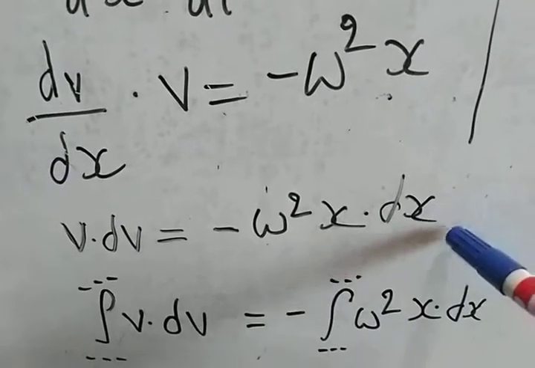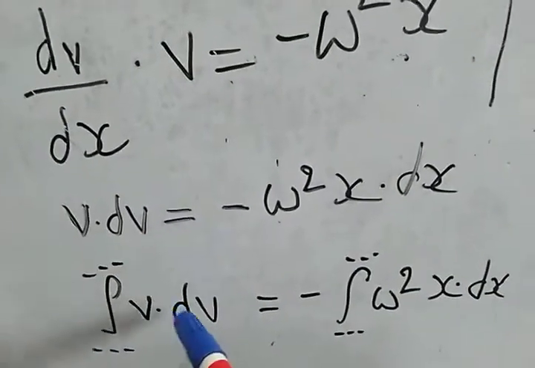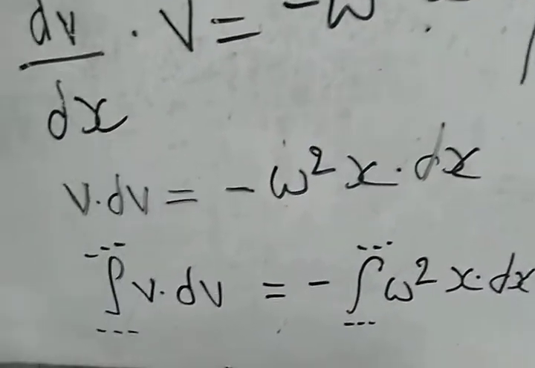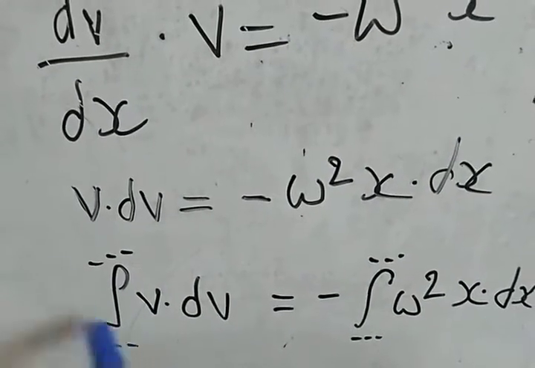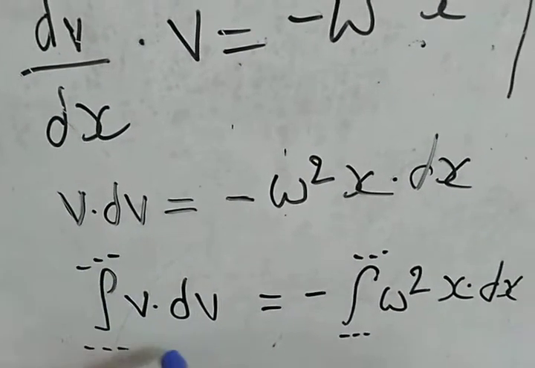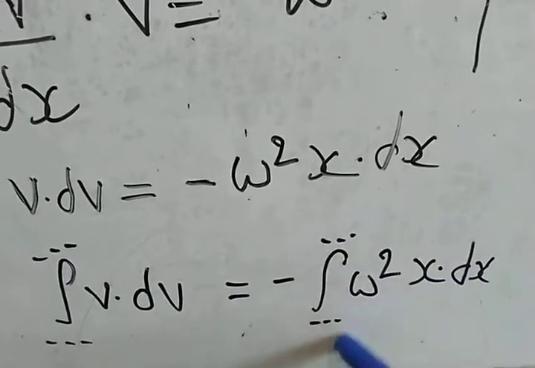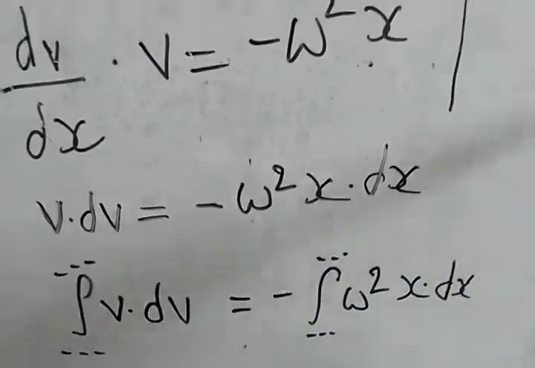Now here is dx and here is dv, so we can integrate it, integrating with the value, with the limit, what may be v1 to v2, v3 to v4, and here in term of x, so x1 to x2 or x0 to x, required value.